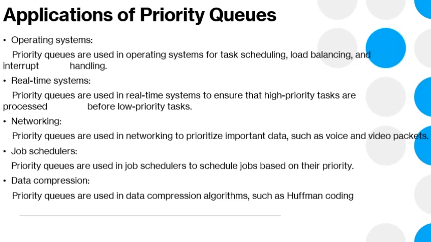We can use it in job schedulers to schedule jobs based on their priority, that is, the highest priority jobs first, then the next, and so on. We also use this in data compression algorithms such as Huffman coding.